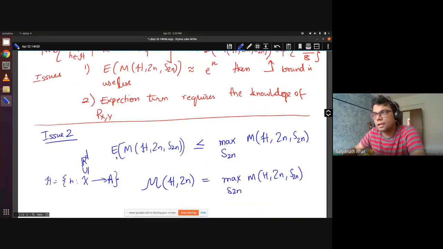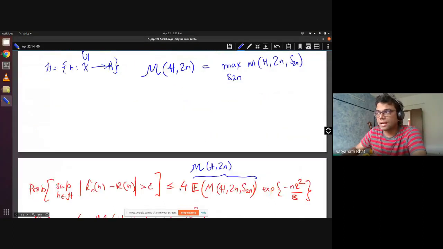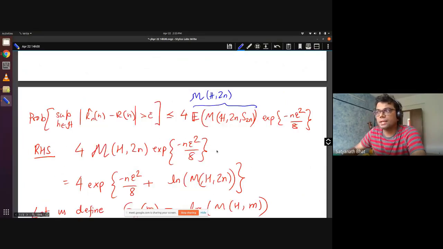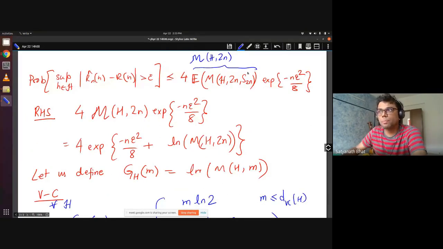To address issue number two, instead of taking the expected value as such, we look over all possible samples at the maximum that you could have shattered. That is your M_H of 2n. If this number is 2 power 2n, that means for that particular 2n samples you could get all possible hypotheses. So issue number two is addressed if you replace this expectation with this M. And then to make it more precise, we moved this M into the exponential term so that we can do term by term comparison.